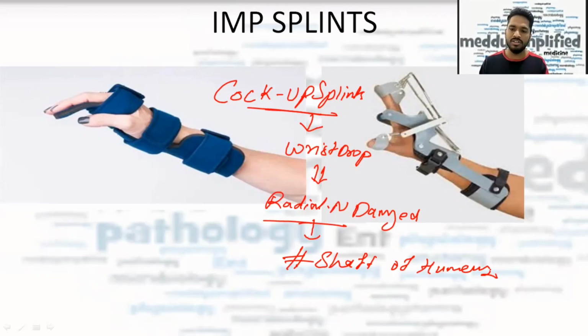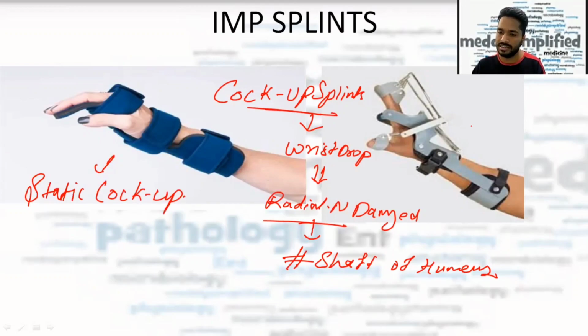Now you'll see there is a difference between this cock-up splint and this cock-up splint. Here there are some screws, and this one is just like a bandage, or straps. So this is a static cock-up splint, and the one with screws and everything is a dynamic cock-up splint. Both are used for radial nerve damage, which occurs at fracture of the shaft of the humerus.